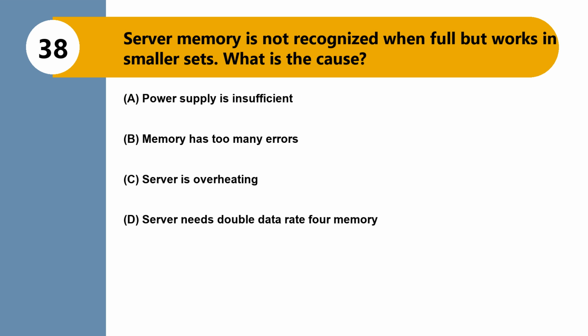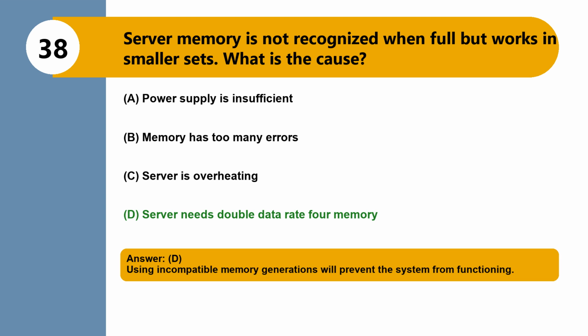Question 38. Server memory is not recognized when full but works in smaller sets. What is the cause? Option A, power supply is insufficient. Option B, memory has too many errors. Option C, server is overheating. Option D, server needs double data rate for memory. The correct answer is option D, server needs double data rate for memory. Using incompatible memory generations will prevent the system from functioning.